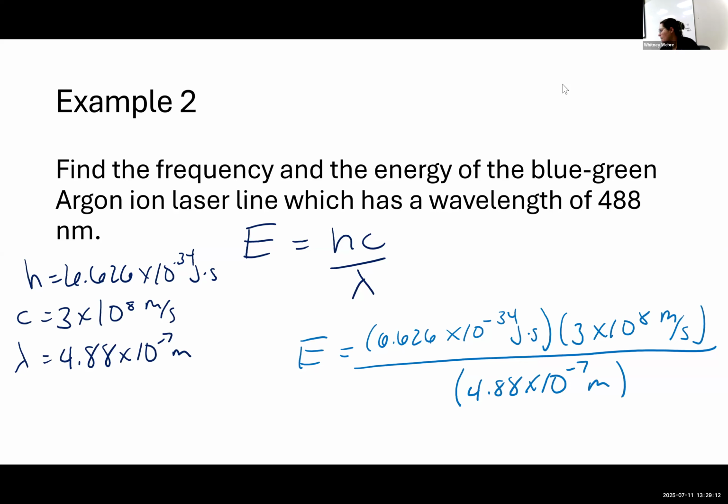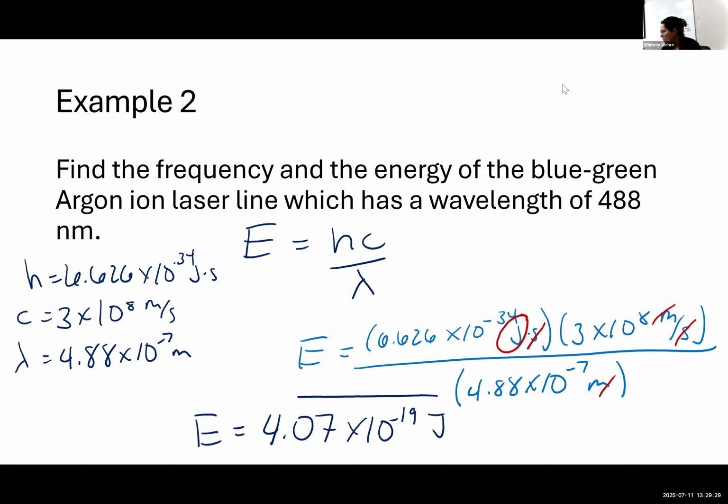So what units will I have? The seconds will cancel and the meters will cancel, so I'll be left with joules. I got 4.07 times 10 to the 19th. As long as you have those equations in front of you, no matter what wavelength I give you, you can answer it based on whatever random numbers I give you, but the scheme of this is not going to change. So continue using VERSE to help you answer these problems.